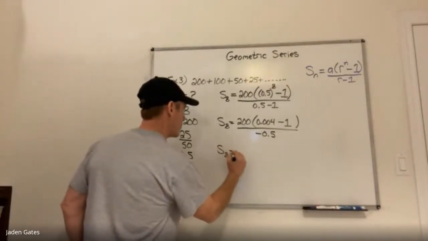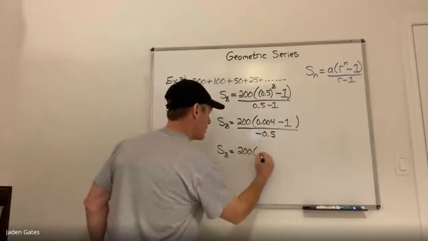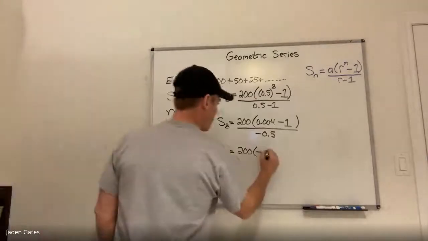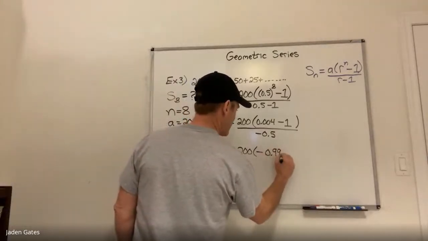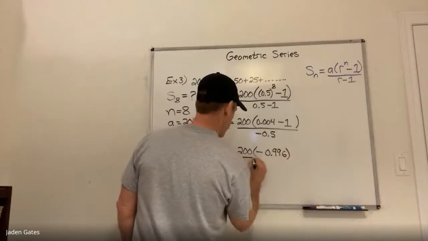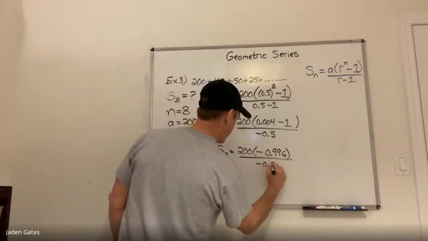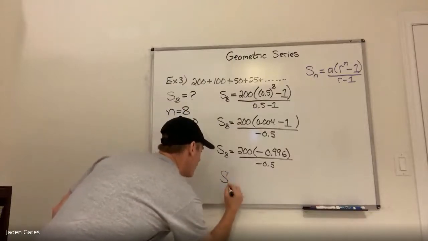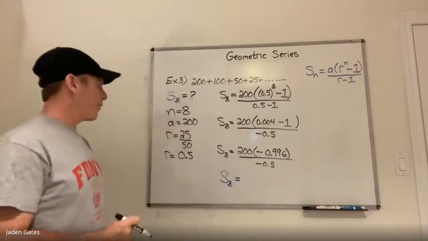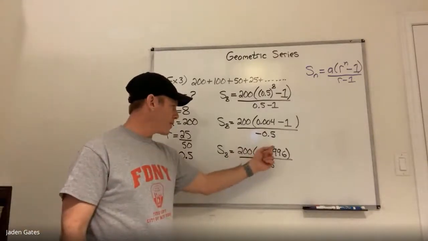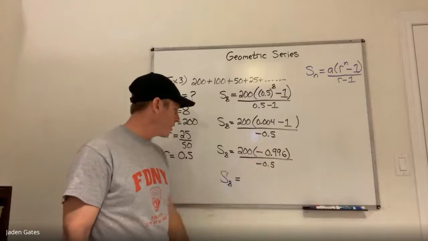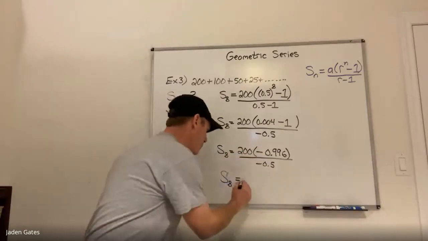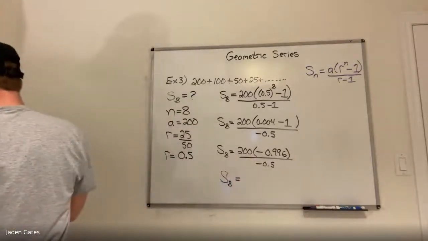All right, so I've got S of 8, 200 times, that's going to be negative for sure. I type that into my calculator. I'm getting 0.996, again divided by negative 0.5. Doing the math, take 200 times my negative decimal here, divided by my negative decimal here. Well, I know positive times a negative is negative, divided by negative, it's going to be a positive answer. And so I type that into my calculator.